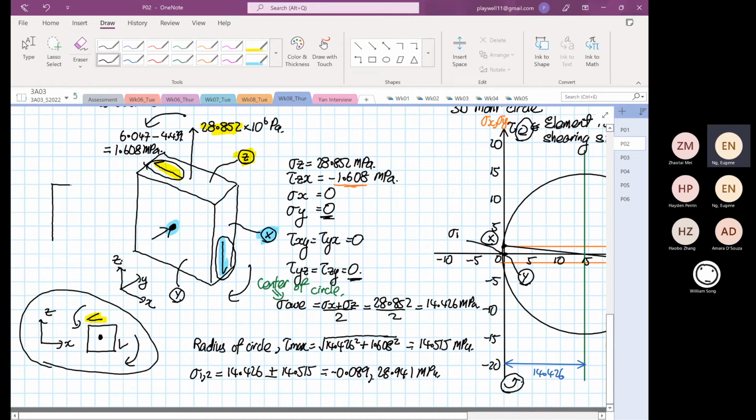So if this is your element, how about if I put a pin in the center? So this is a pin, yes? So the pin, if you have shear stress acting this way, a pin means it will not resist any rotation, yes? So if your shear stress is acting this direction, the square will want to rotate in this direction, yes?